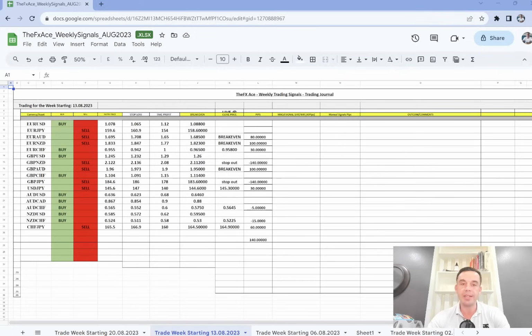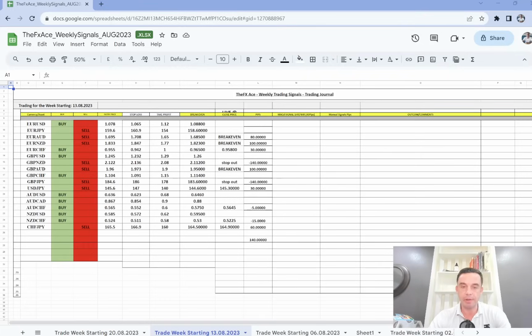So that is it. The steps you need to be doing is simply joining the email list below, joining the Telegram group. Again, the link is below, and make sure you have the Trade Manager EA set up correctly on MT4. The video link for it is below.